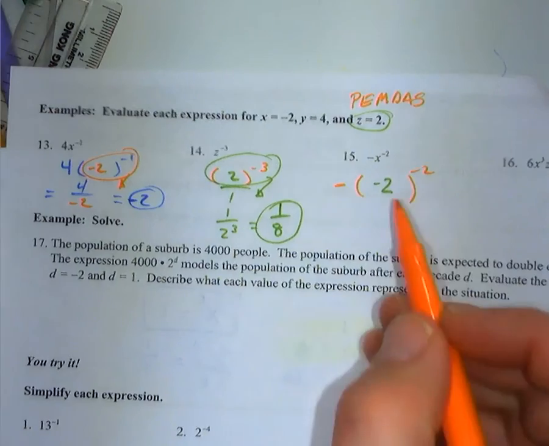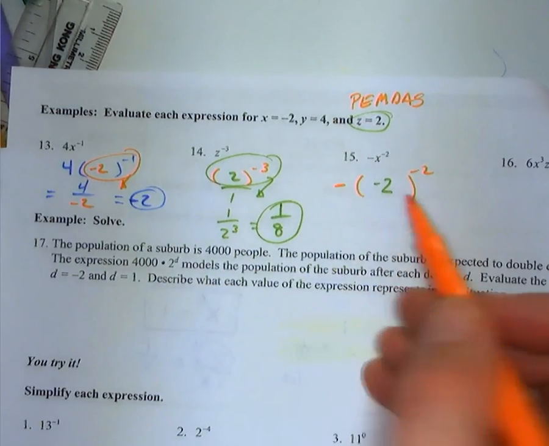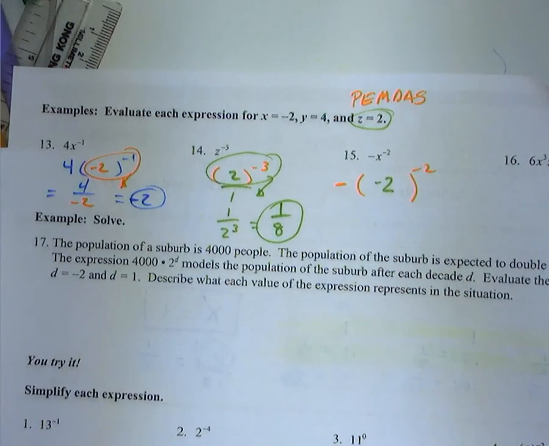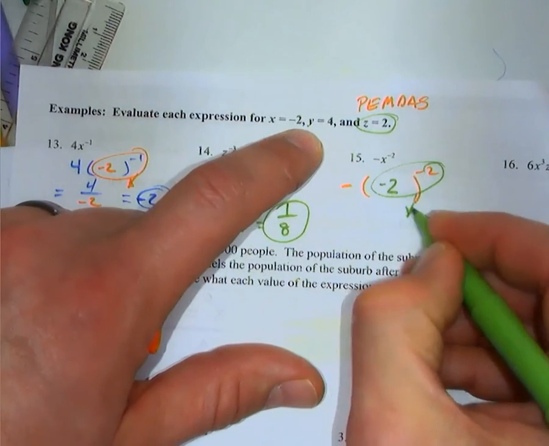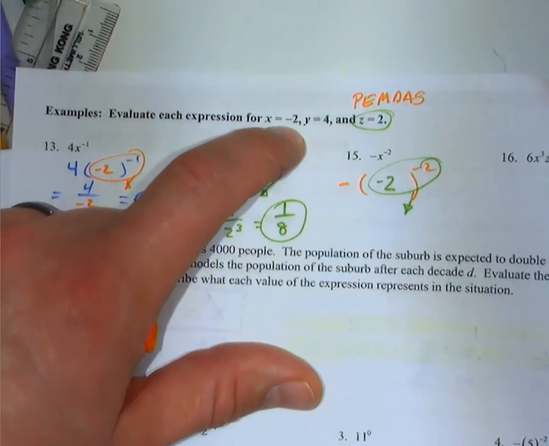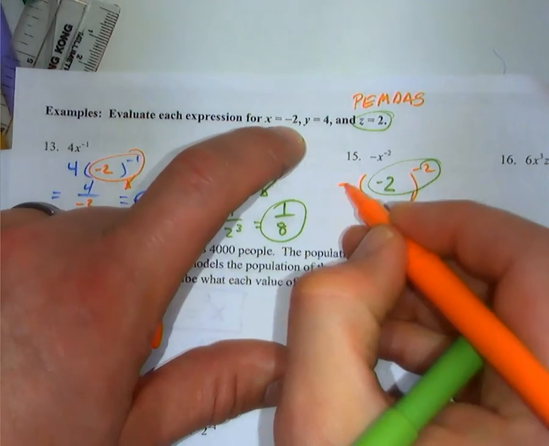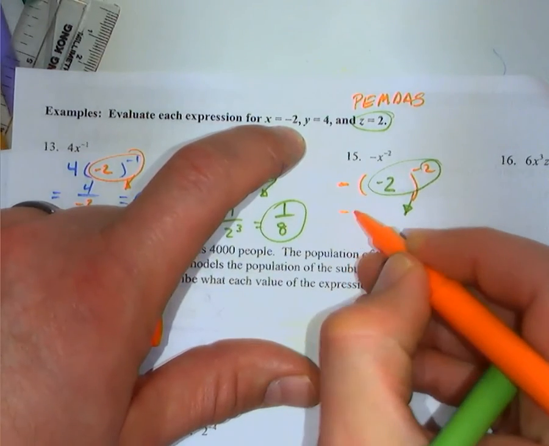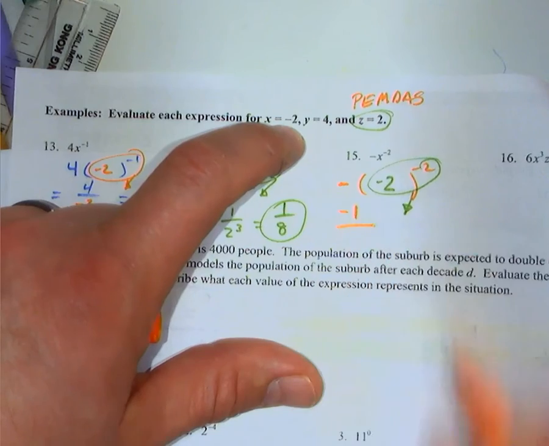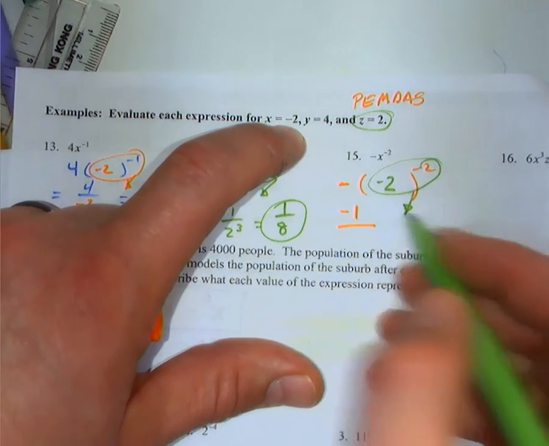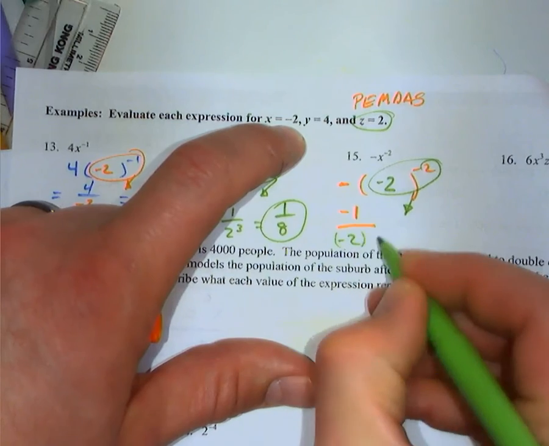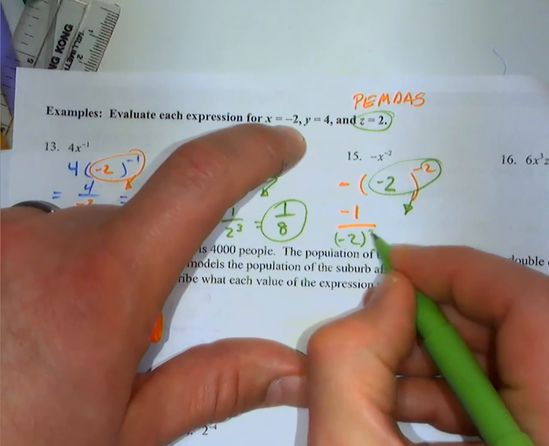So I've got to move this negative 2 first, okay? So I got to take care of this guy and simplify and send that guy downtown. So this negative is staying up top. I'm going to leave that as a negative 1, okay? And now negative 2 to the negative second power is negative 2 squared.